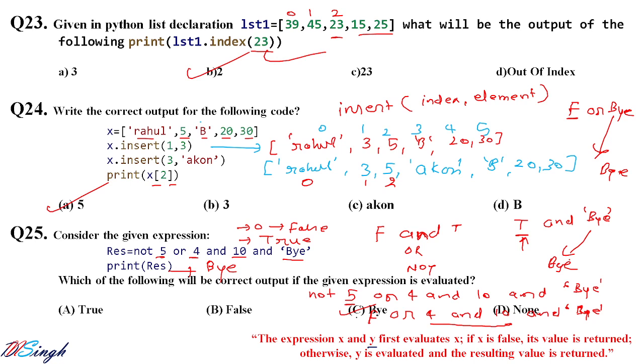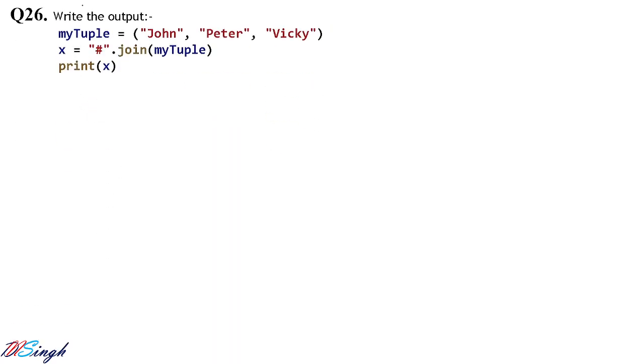So for our case, what is going to happen? The first operand is true, so what is going to be returned? Then y, whatever the next operand is, that is going to be returned. So option C is correct. What is the output of this one? "by", "by". Keep that in mind. Quite a good question. Okay, let us go to question number 26.